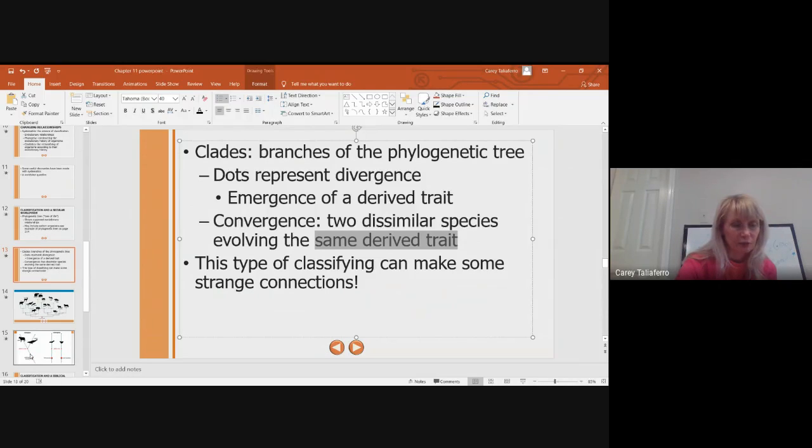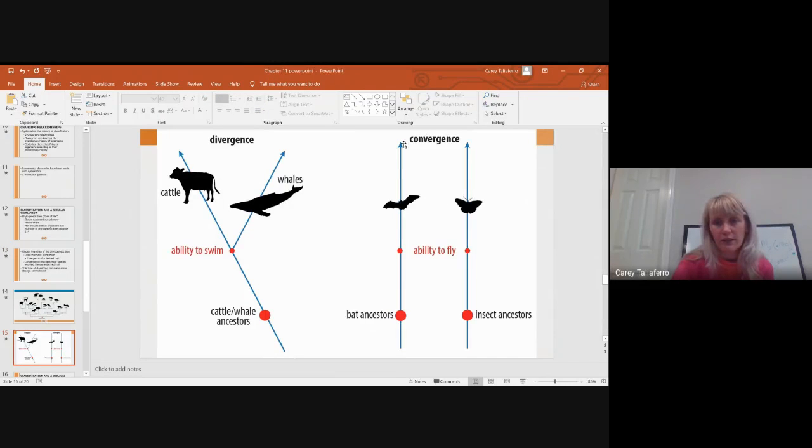So let me go down here to this picture. You see right here, the idea of convergence versus divergence. So convergence, you have bat ancestors and insect ancestors. Notice that these branches here, they don't come together at all. They're not coming from the same ancestor evolutionarily. At least that's what many scientists think. Again, there's not always agreement. But they both have the ability to fly. So the insect can fly, the bat can fly. They're not evolutionarily related, so they have a convergence of traits. Both of them developed that derived trait of flight without sharing an evolutionary history together.